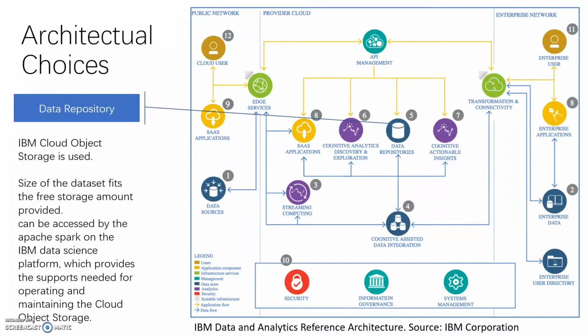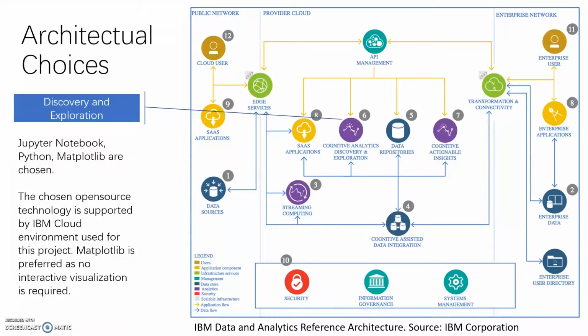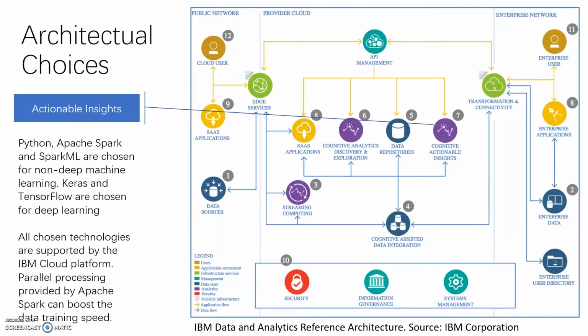The Cloud platform also provides all the necessary operation and maintenance of the Cloud Object Storage. Jupyter Notebook, Python, and Matplotlib are chosen for the source data discovery and exploration as they are widely used. Python and Spark ML are chosen for non-deep machine learning, while Keras and TensorFlow are chosen for deep learning. These technologies are chosen because all of them are available on the IBM Cloud platform, and the parallel processing power provided by Apache Spark can boost the training speed.